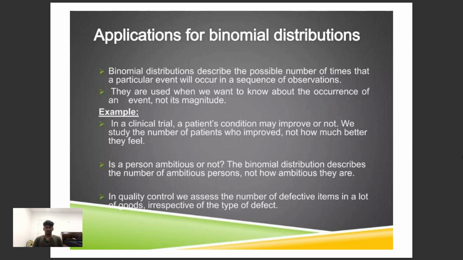Is a person ambitious or not? The binomial distribution describes the number of ambitious persons, not how ambitious they are. In quality control, we assess the number of defective items in a lot of goods, irrespective of the type of defect.